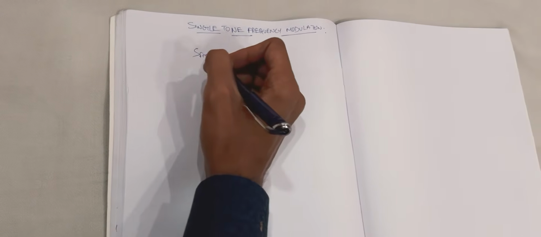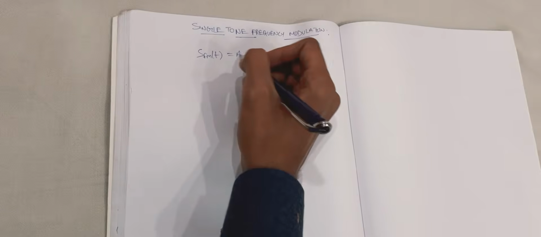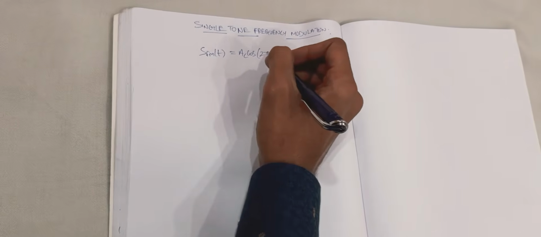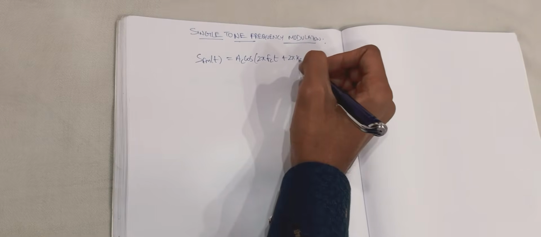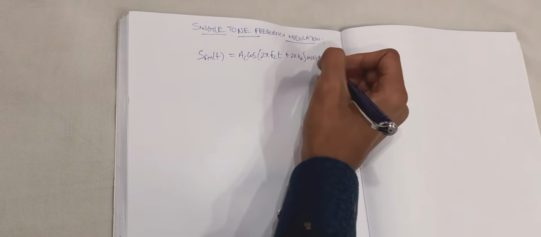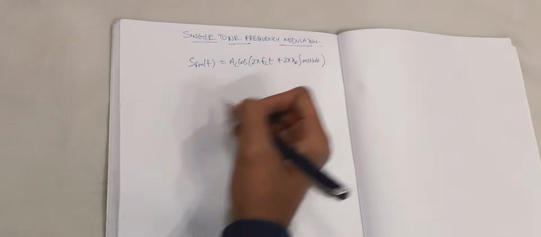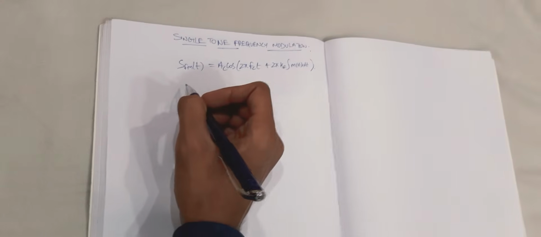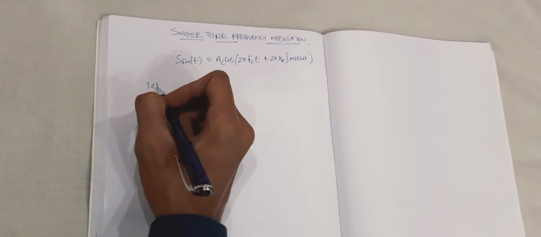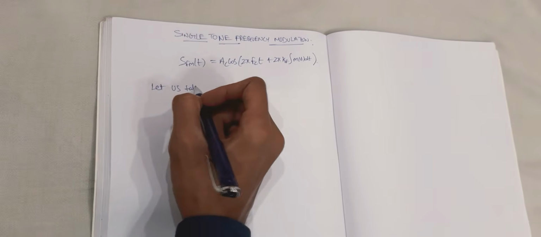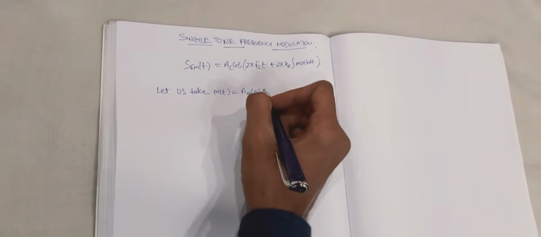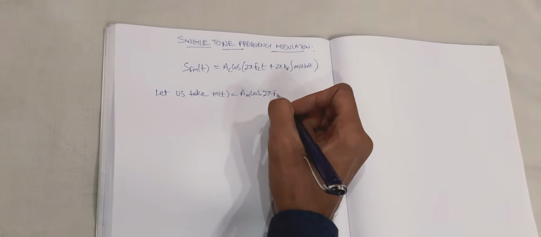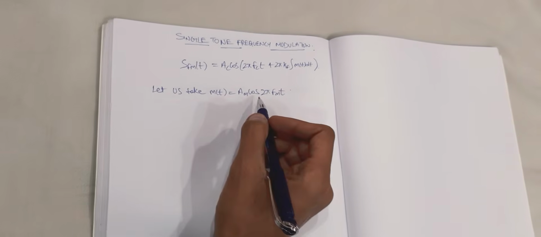Now coming to the derivation part, we know that SFM of t equals Ac cos(2 pi fc t plus 2 pi kf integration of m(t) dt). This is the standard equation of a frequency modulated wave in the time domain. Now let us take m(t) as Am cos(2 pi fm t). This is the standard equation of the message signal.